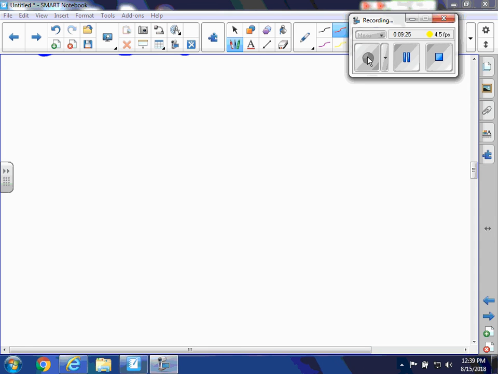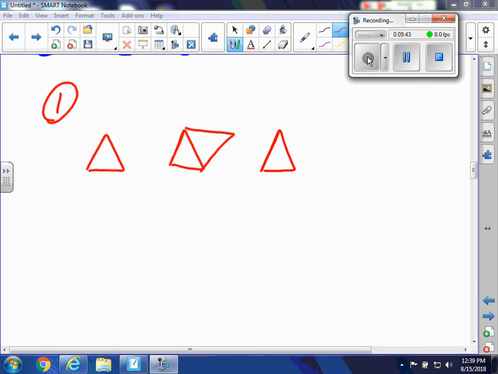So starting with number 1, here we are going to try another one. Find the perimeters of the next 2 figures in the pattern if the length of each side of the triangle is 4 centimeters. So I'm just going to redraw this here. What did it tell us? That each side of the triangle is 4 centimeters.